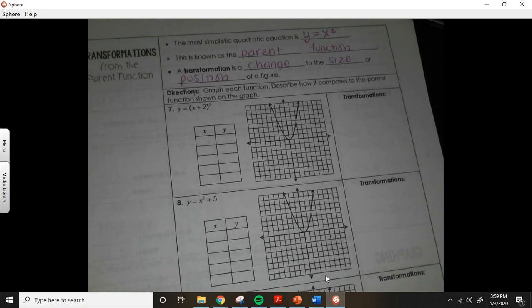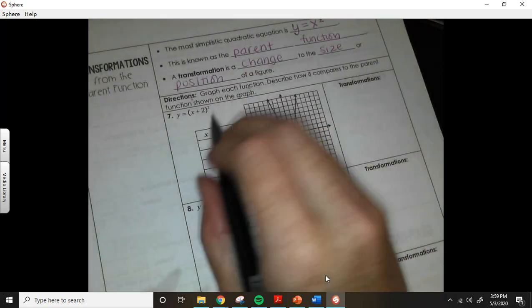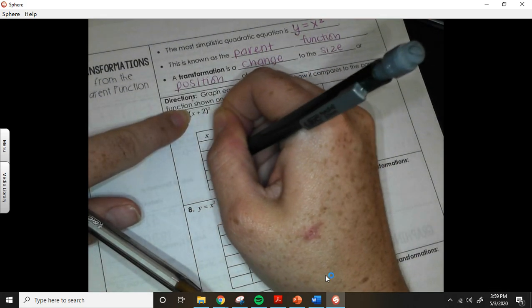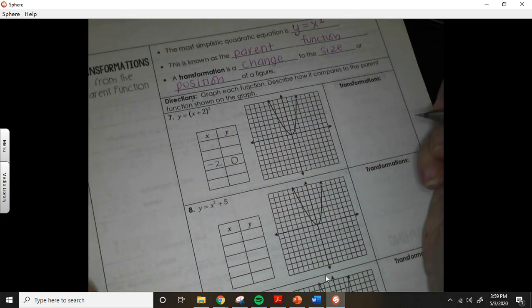So let's do this one. We know that h is going to be -2 because this is +2 in here. So this is -2, and then there's no k. So it's -2, 0.